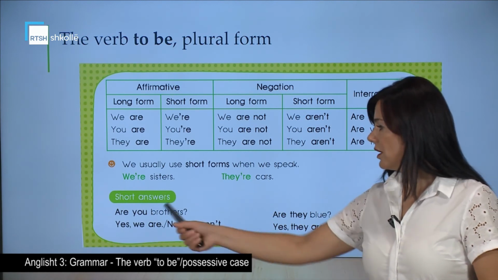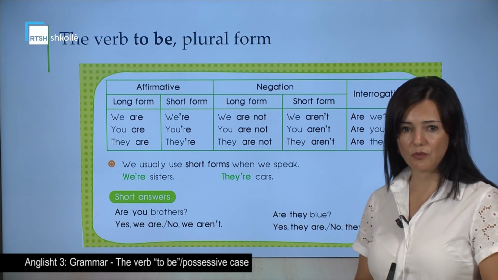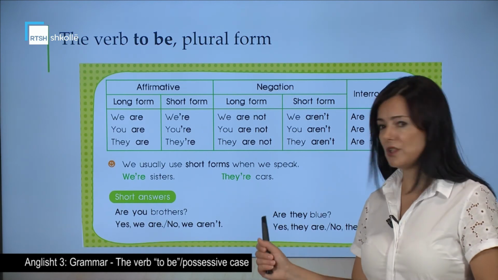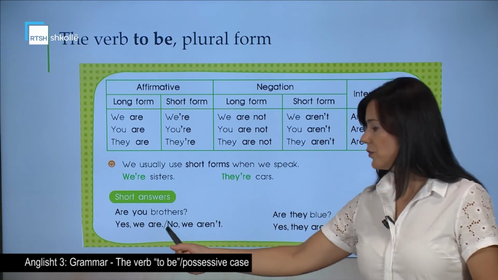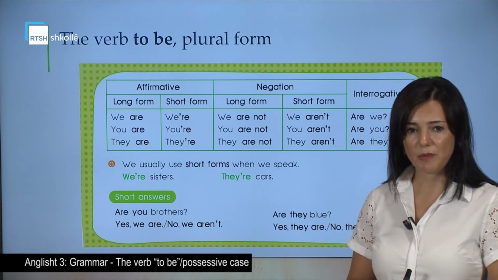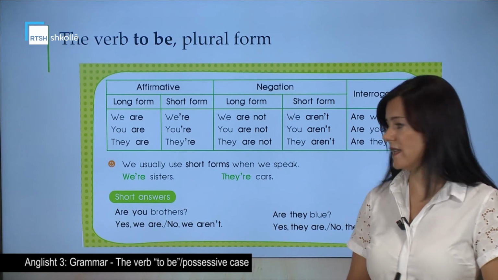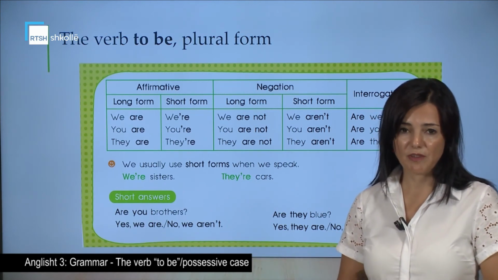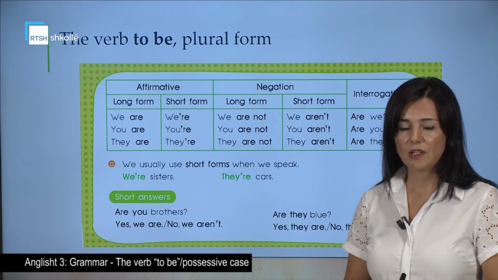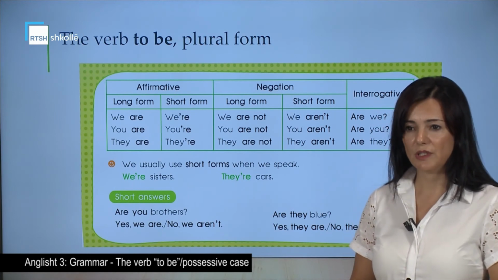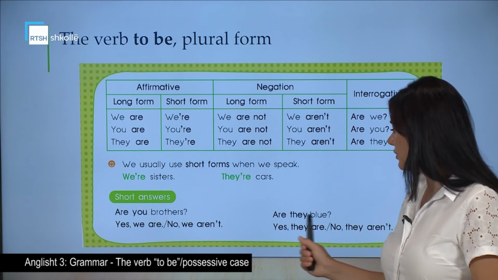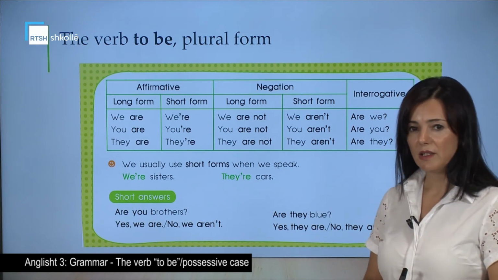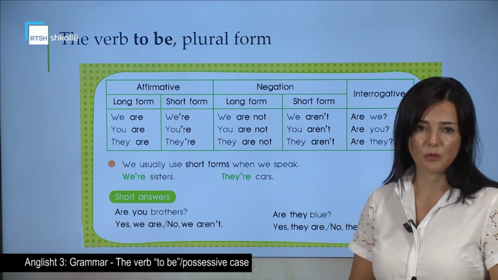For example, are you brothers? If the answer is yes, we can say yes, we are. If the answer is no, you can say no, we aren't. Are they blue? Yes, they are. And no, they aren't.